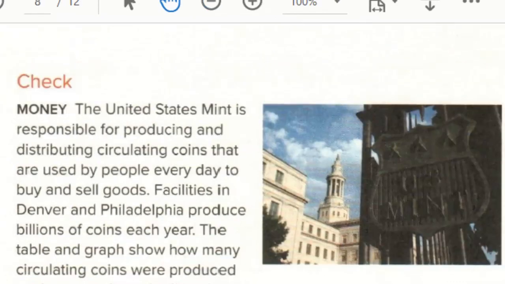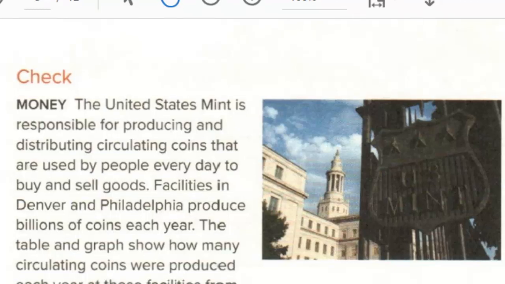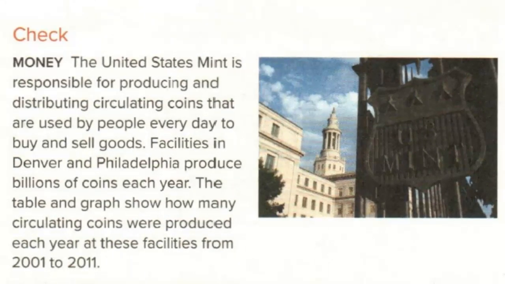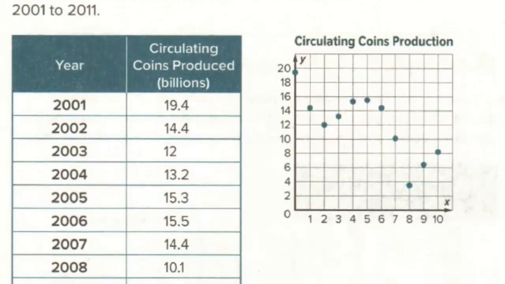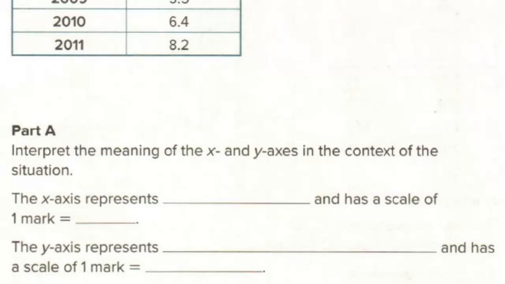Okay, for this check, the United States Mint is responsible for producing and distributing circulating coins that are used by people every day to buy and sell goods. Facilities in Denver and Philadelphia produce billions of coins each year. The table and graph show how many circulating coins were produced each year at these facilities from 2001 to 2011. Part A, interpret the meaning of X and Y axes in the context of the situation.